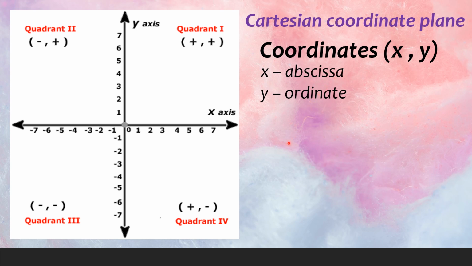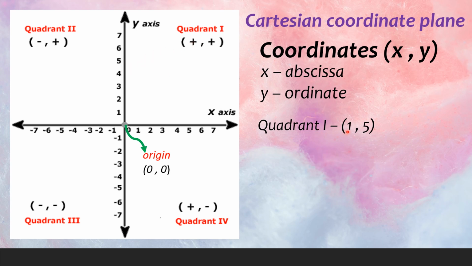ordinate. So we have the four quadrants: quadrant 1, 2, 3, and 4. This center is called the origin, which has the ordered pair 0, 0. So let us talk about quadrant 1. Quadrant 1 has coordinates x, y which are positive numbers: positive for the x coordinate and positive also for the y coordinate.